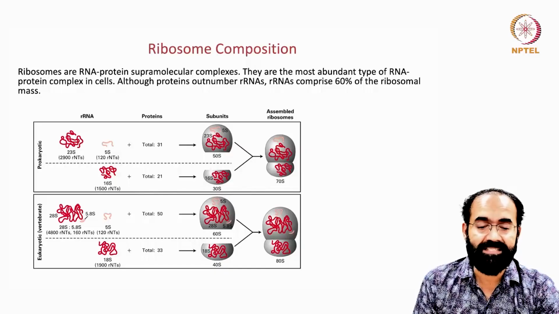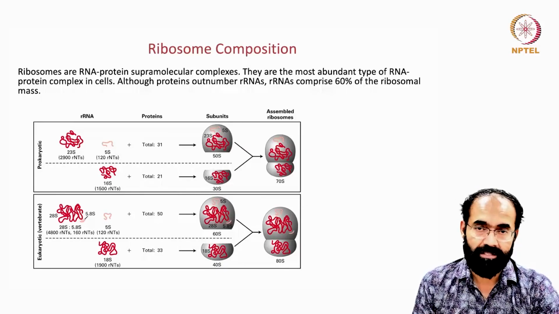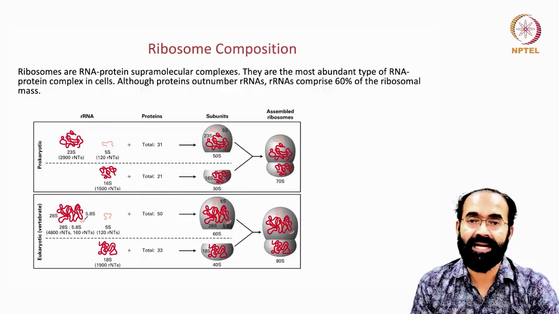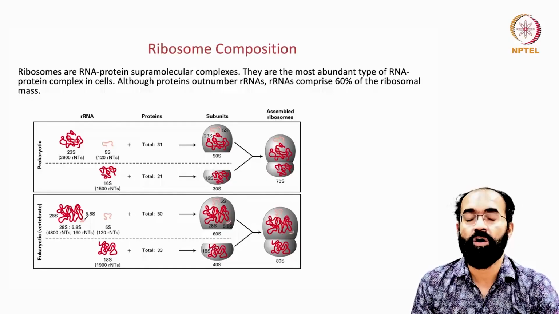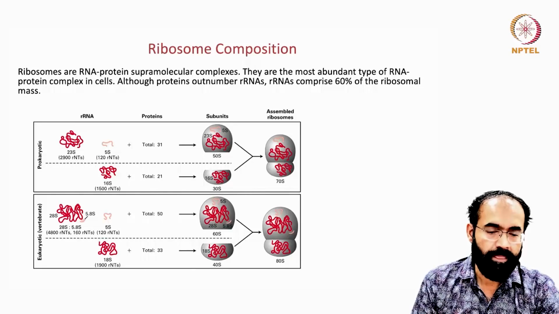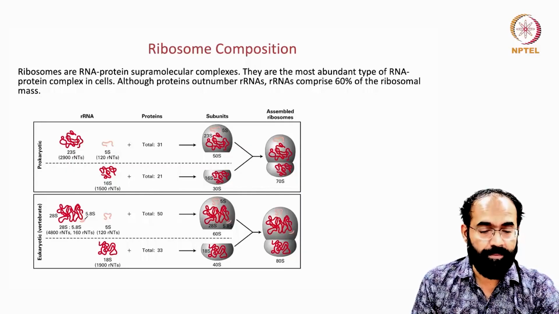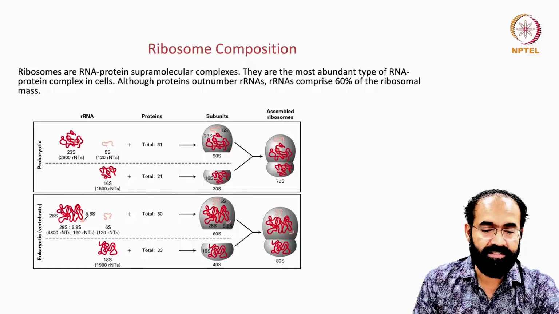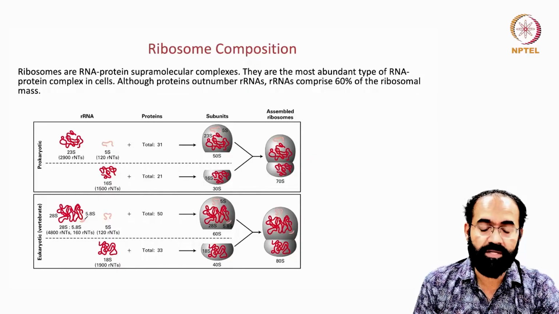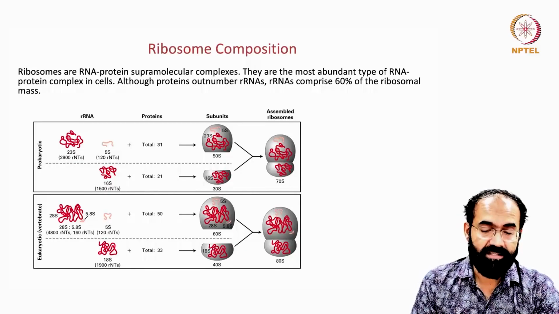ribosomal RNA comprises 60% of the ribosomal mass because that constitutes the active or functional component of the ribosomes. You can see here, in both prokaryotes and eukaryotes, the different types of ribosomal RNA, 23S, 5S, and also around 31 different proteins constitute the larger subunit. Then the smaller subunit is constituted by 16S ribosomal RNA and 21 different types of proteins, and these will assemble together to become the 70S ribosomes.